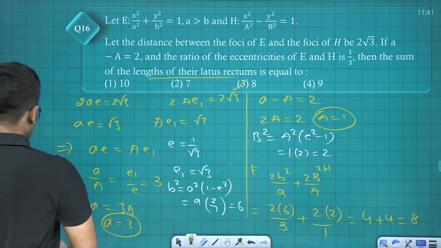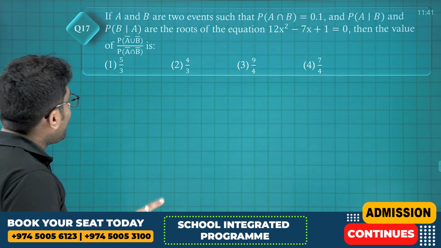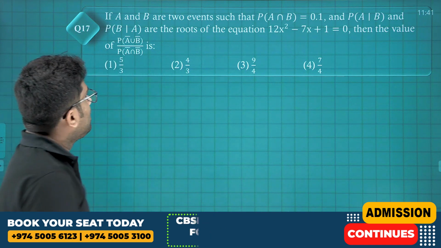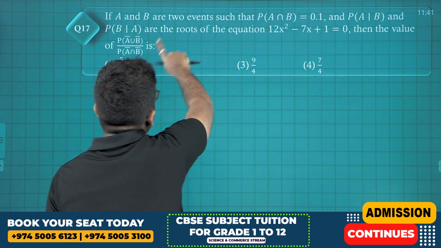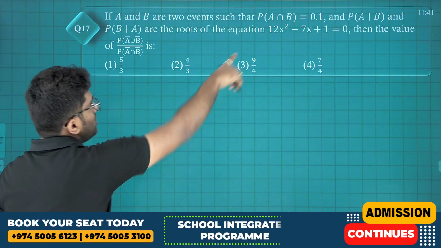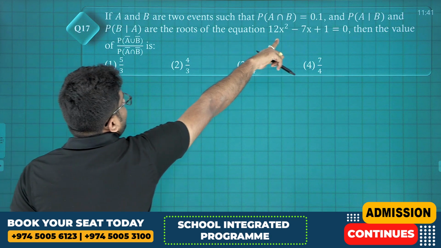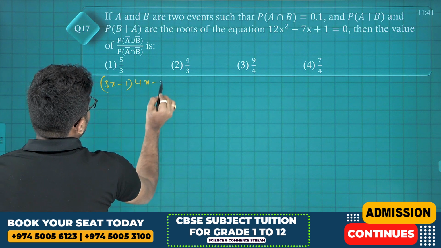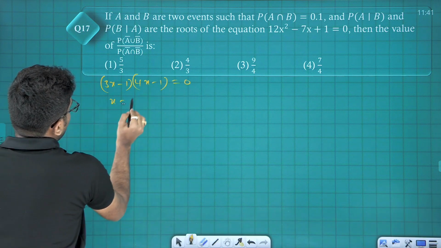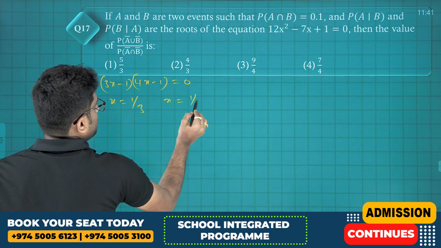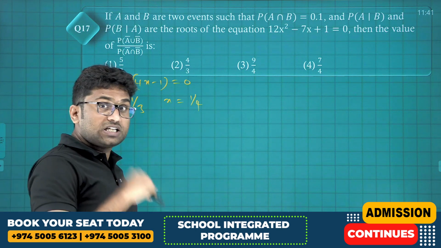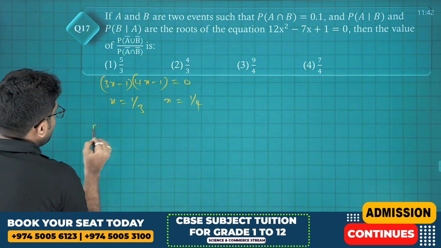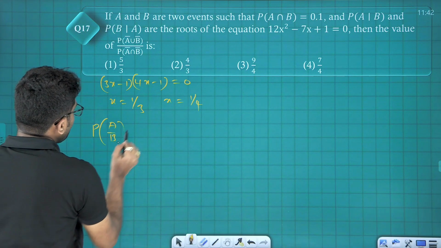Clear? Next question. If capital A and B are two events such that P of A intersection B is given, and P of A given B and P of B given A are the roots of the equation. First, let's solve this equation: 12x square minus 7x plus 1. This can be factorized as 3x minus 1 into 4x minus 1 is equal to 0. So x is 1 by 3 or x is equal to 1 by 4. Now they have given that the roots of this equation are P of A given B and P of B given A.